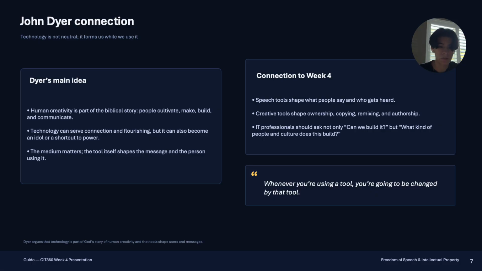John Dyer's article connects strongly to this week because he argues that technology is not just a neutral container for ideas. Technology shapes us while we use it. That matters for freedom of speech because the platform affects who gets heard, what spreads, and what gets buried. It also matters for intellectual property because creative tools affect how easy it is to copy or claim ownership. Dyer's view pushes IT professionals to ask deeper questions about the kind of culture our tools are creating.